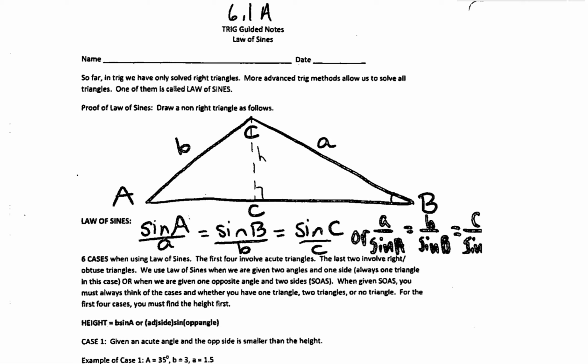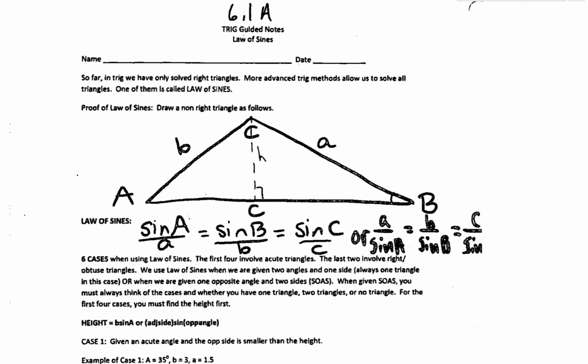Today what we're going to talk about are the 6 cases when using Law of Sines. The first 4 involve acute triangles. The last 2 involve right or obtuse triangles. We use Law of Sines when we are given 2 angles and a side, always one triangle in this case, or when we are given one opposite angle and 2 sides. So SOAS. So this is side, opposite angle, side.